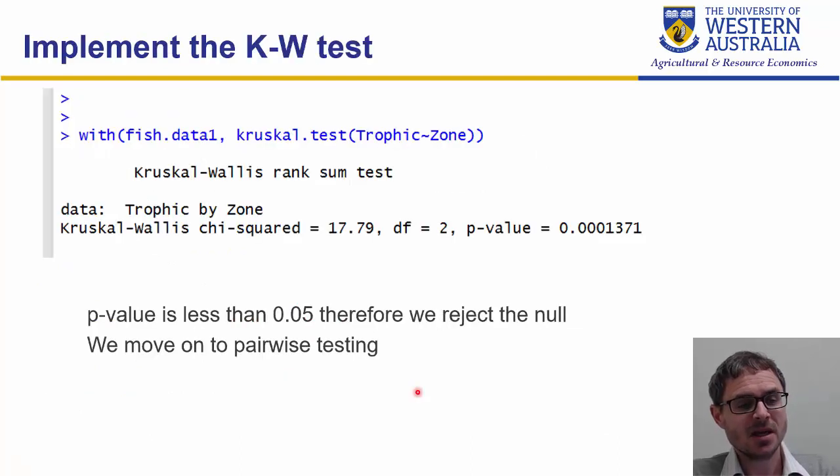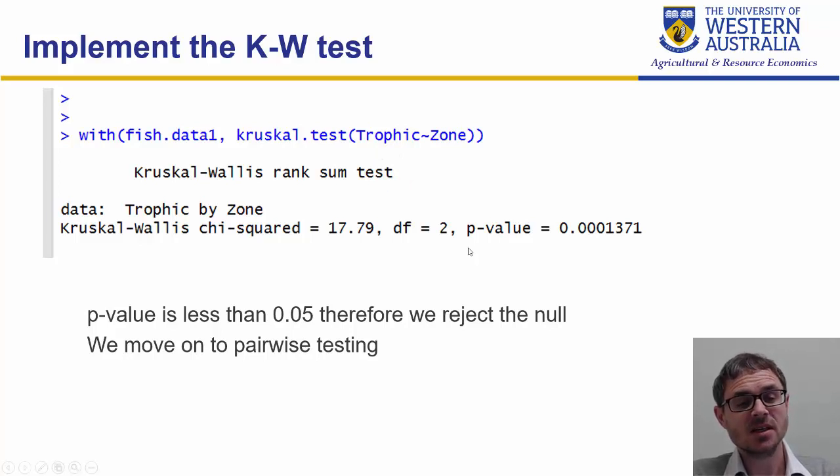So we implement the test with the fish data: kruskal.test, trophic ~ zone. And you can see I get a p-value that is less than 0.05, therefore I reject the null of no differences. It's as simple as that. You just need to read in your data, tell R which test to use, and then y tilde x. This is the grouping or factor variable, and this is the response variable or y variable.